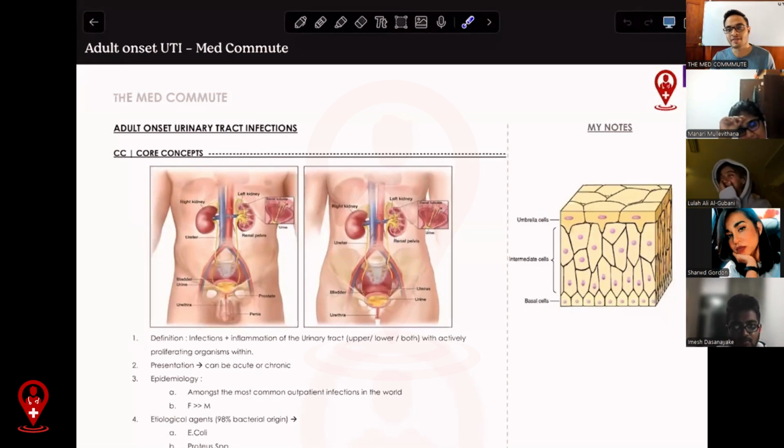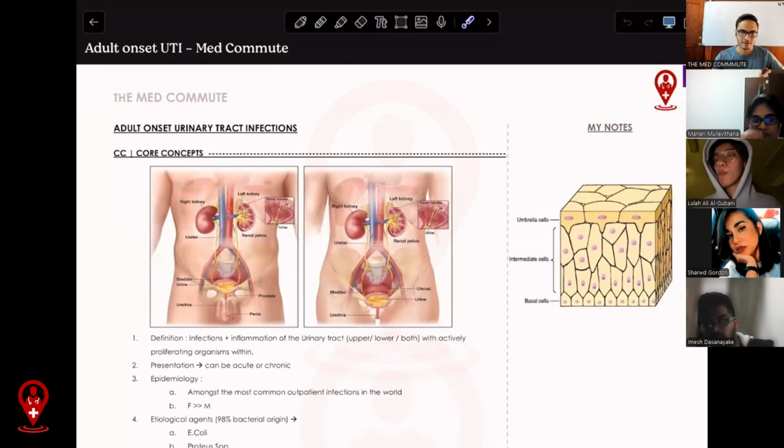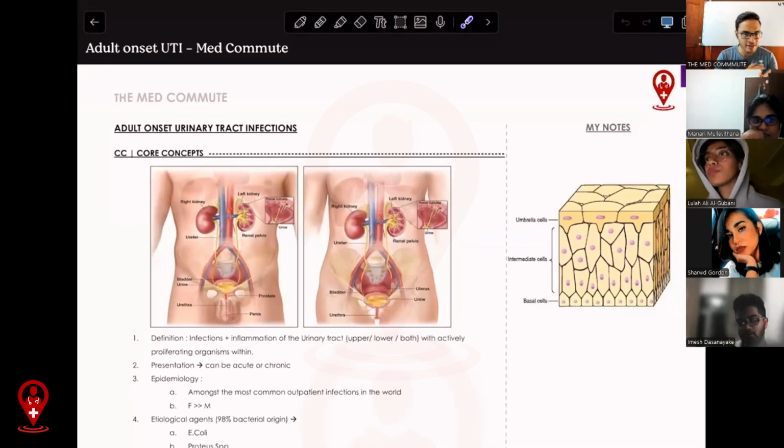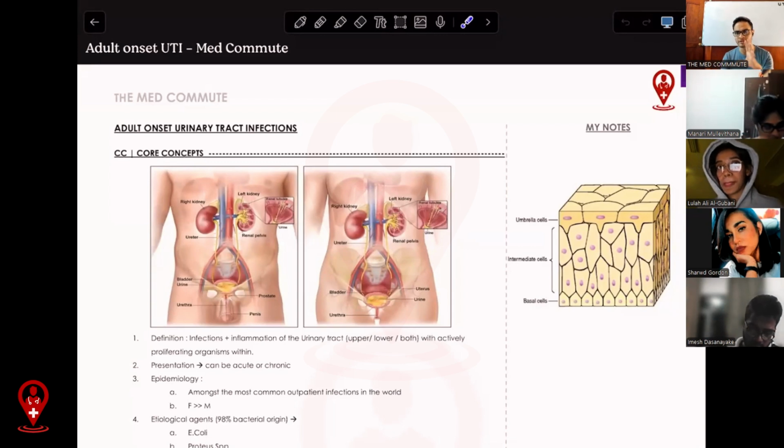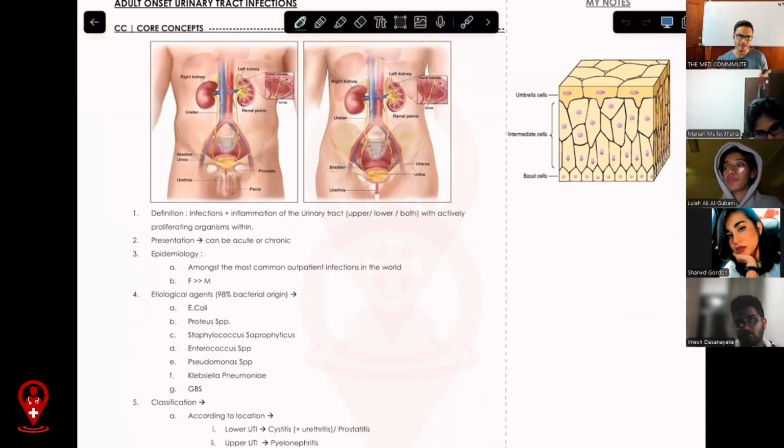Okay, look at this. As your note says, infection and inflammation of the urinary tract. Can you all see me on the side as well? Yeah? Okay, good. Here, guys: upper, lower, and both. I hope you all have watched that supplementary video where we talked about the definitions of the upper and lower urinary tract. Basically, the bladder and below, everything is lower. Above the level of the bladder is upper. And with actively proliferating organisms within the tract. So definition-wise, nothing complex.